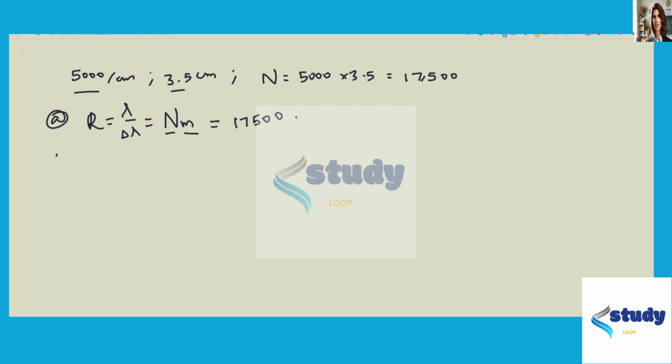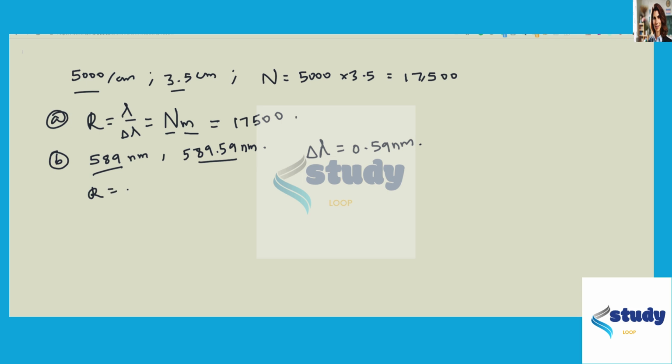Now that we have this, for part B, we want to see if we can resolve the sodium doublet line. The sodium doublet line has the wavelengths 589 nanometers and 589.59 nanometers. So lambda is any of these. So delta lambda is the difference, which is 0.59 nanometers.